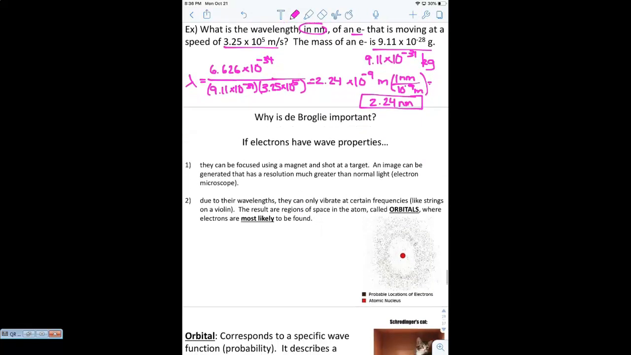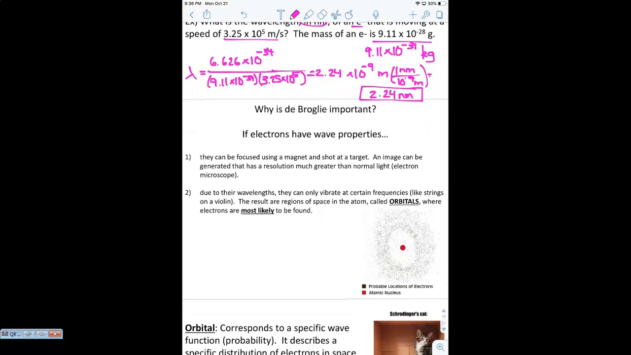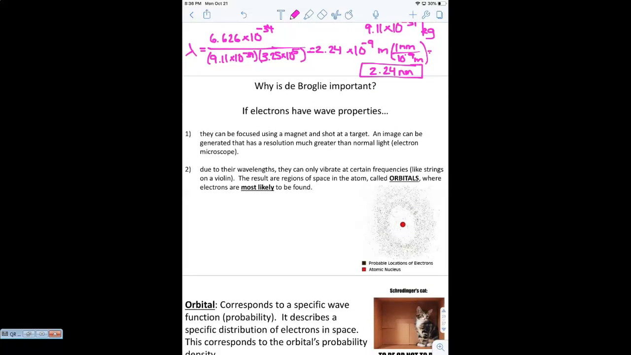So why is de Broglie so important? Basically, if electrons can act like waves, we can use them inside of an electron microscope. If we take a magnet, because electrons are going to be attracted to the positive side of a magnet, we can aim or focus the electrons and shoot them at a target. Then we get to see an image that's very, very clear, something so small we wouldn't be able to see it in so much detail with regular light. So that's something kind of cool that we can use electrons for.